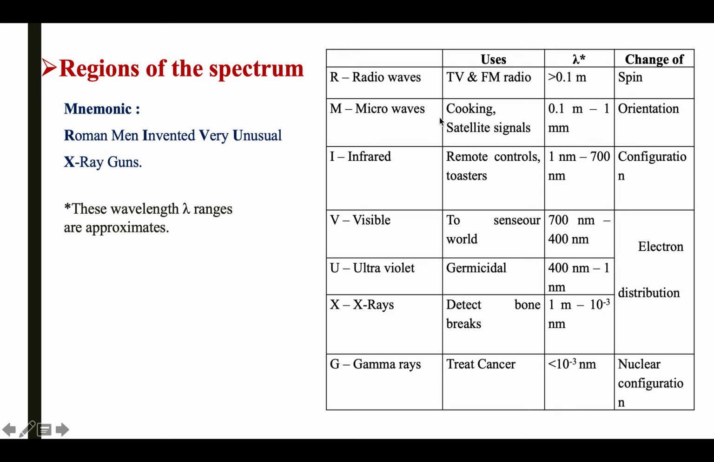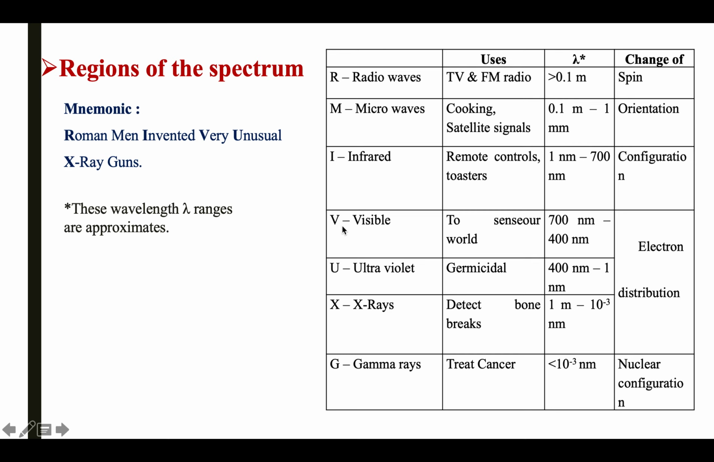After that, M stands for microwave, which we typically use for cooking and satellite signaling. The typical wavelength range is 0.1 meter to 1 millimeter. These waves are responsible for changing the orientation of the atoms. Next is I, that is infrared, typically used for remote controls and toasters. The typical wavelength is 1 nanometer to 700 nanometer. This is responsible for the change in configuration of the atoms.